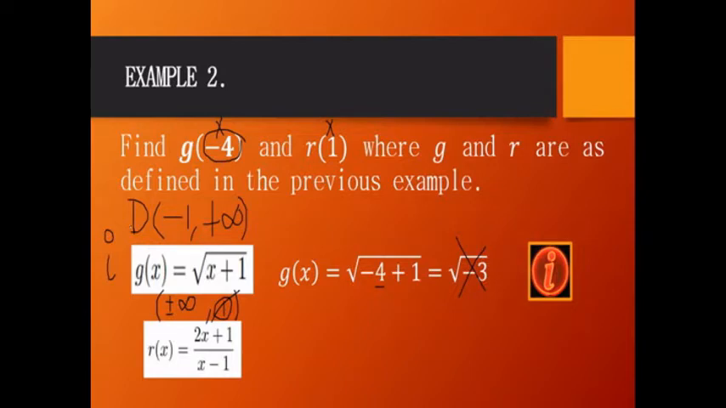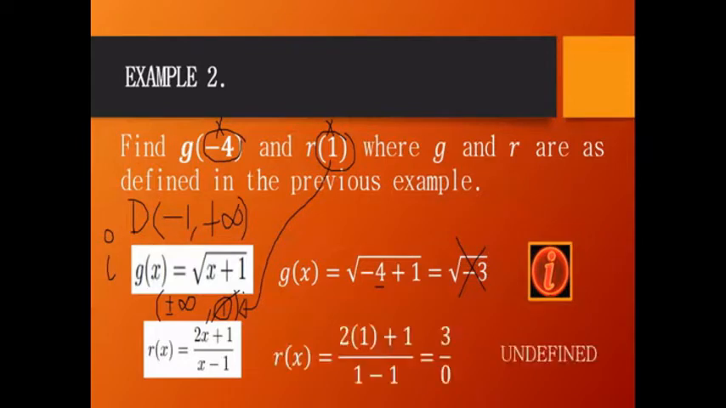Okay? Another example. We have r of x is equal to 2x plus 1 over x minus 1. Actually, I already explained this last meeting, and I also explained it earlier. Wherein our x is 1. Isn't this the one we are avoiding? Okay? Because it will result in undefined.